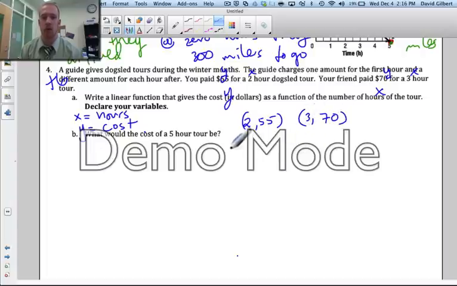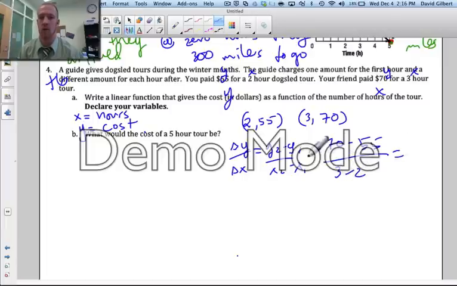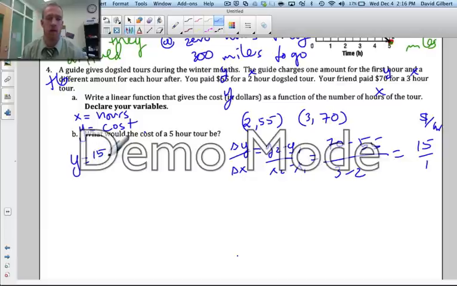So what you're going to do is get your change in y over your change in x, which is that y2 minus y1 over x2 minus x1 formula. So that's going to be 70 minus 55 over 3 minus 2, which gives us 15 over 1, and that's $15 per hour. So our function is y equals 15 times x plus some y-intercept.